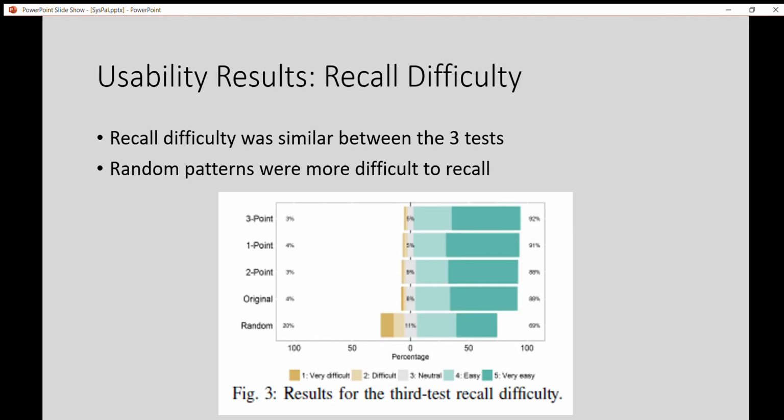And for recall difficulty, this is a nice graph that shows how difficult it was to recall the passcode for each of the different systems. So we can see that for 3-point, 1-point, 2-point, and original, a majority of the patterns were easy to recall. There were not very many people that had difficulty in recalling it, but for random, there were a large percentage of people, almost 25, that found it difficult or very difficult to recall their password.